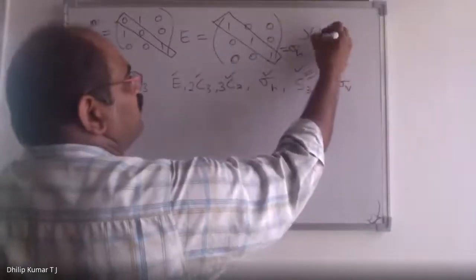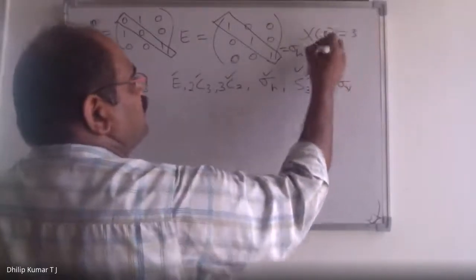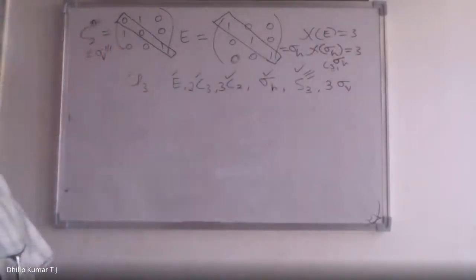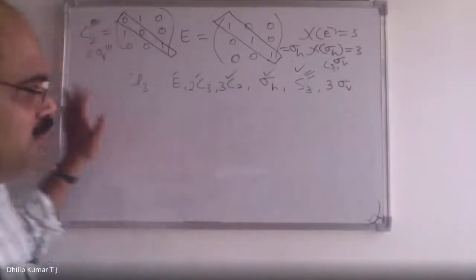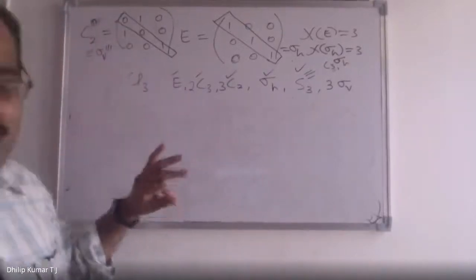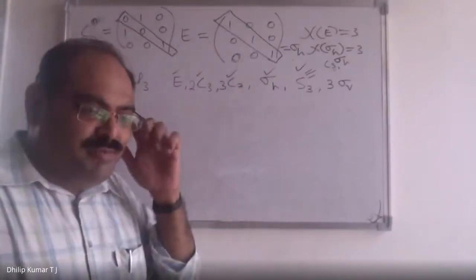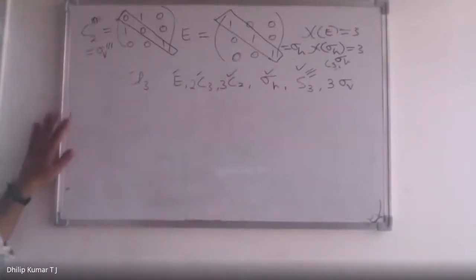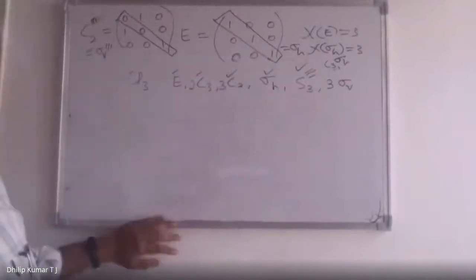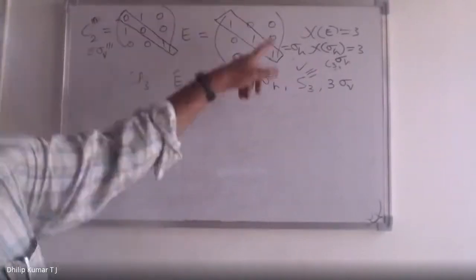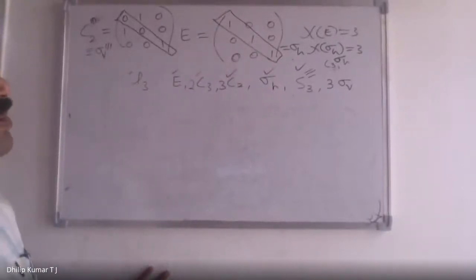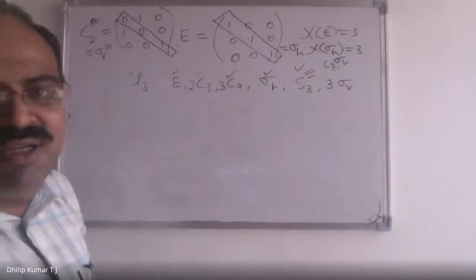So chi of E is 3. Chi of sigma H is also 3. Because for sigma H we are just placing a mirror on top of the atom. So we have considered 3 vectors, the 3 BCl bonds, as a representation. So those are not changing, right? By placing the sigma H plane. So that's why the matrix elements are all the same. All the diagonal elements are present. So when you sum it up, the trace is 3 for sigma H.